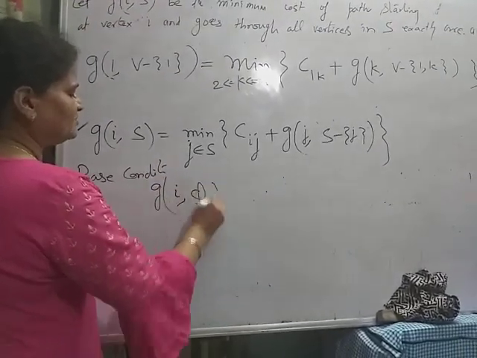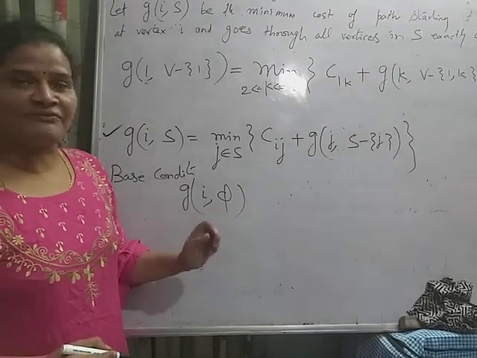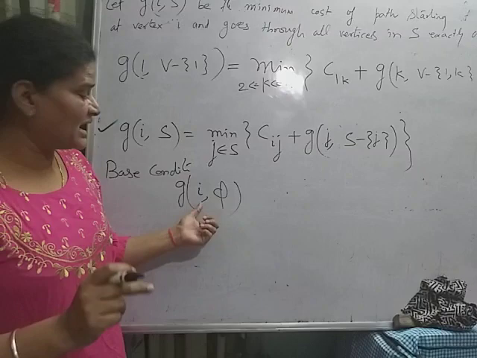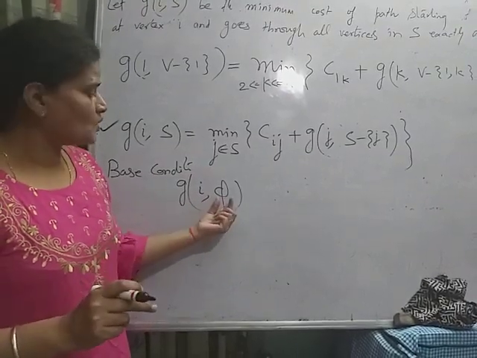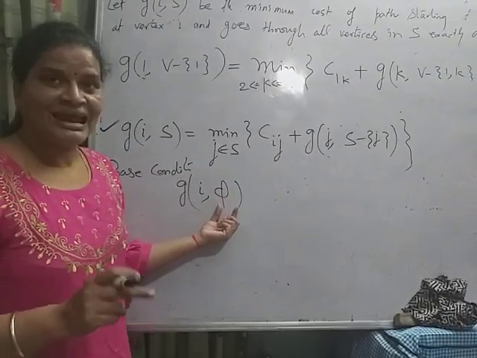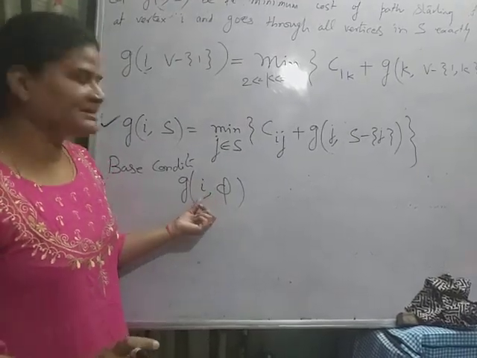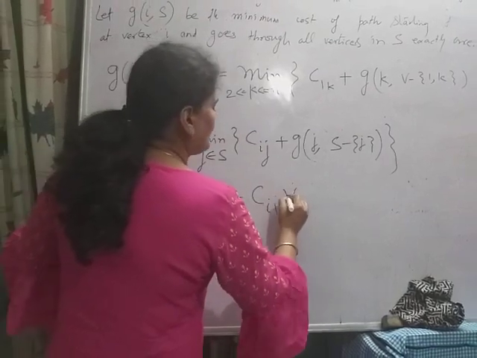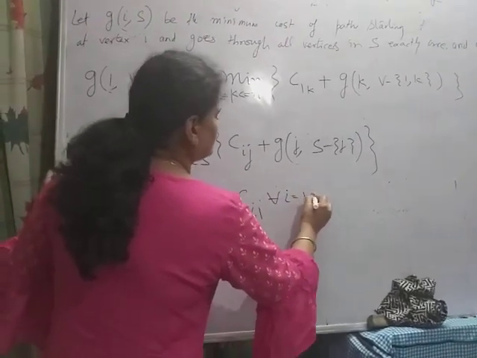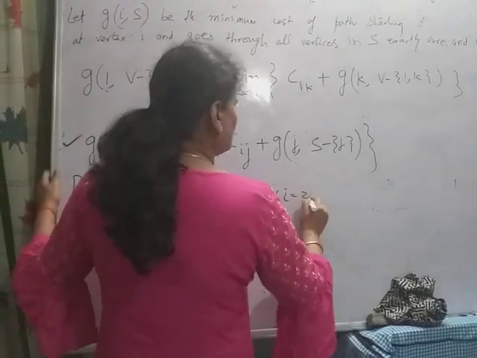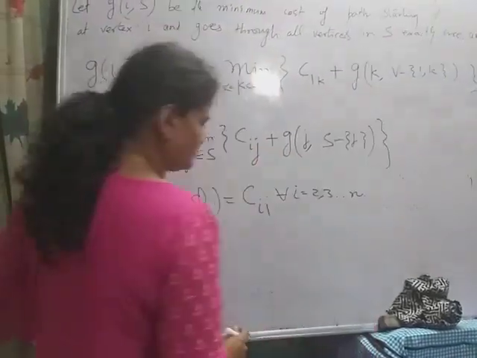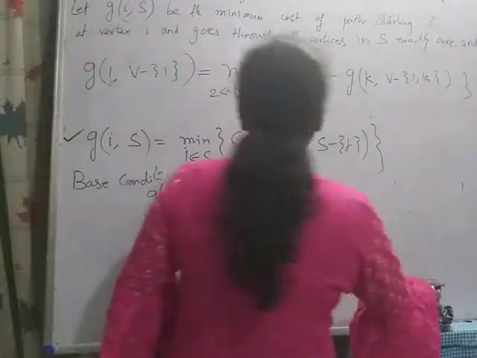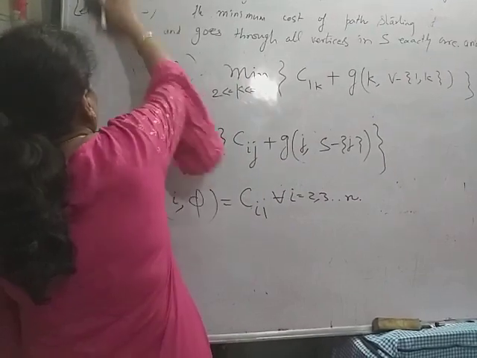The base condition, where this recurrence relation terminates, is G(i, empty). What is the value of G(i, empty)? It is the cost of the path that starts at vertex i, goes through all vertices in S, here S is empty, and returns back to 1. So this is simply C(i,1) for all i equal to 2, 3, and so on up to n. Now with this recurrence I will solve a traveling salesman example.